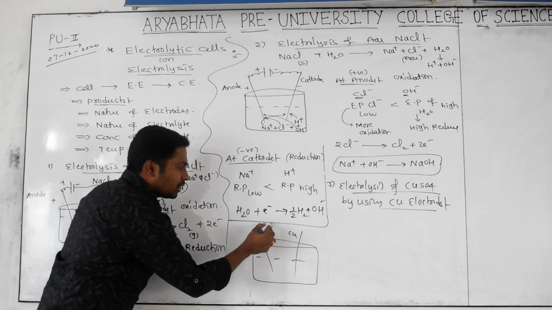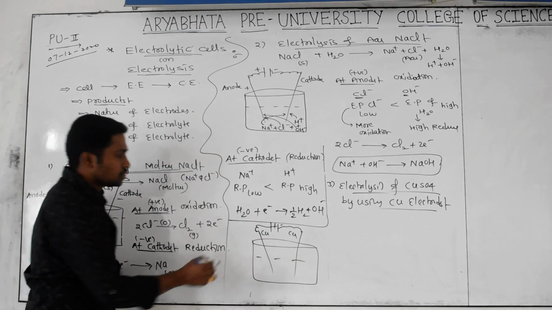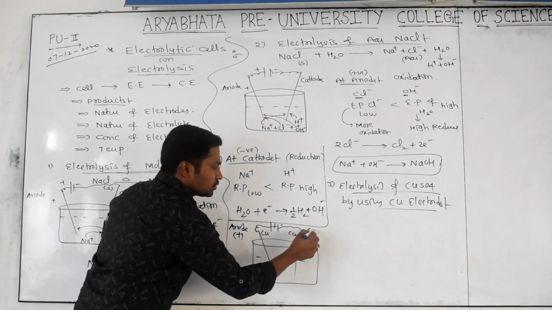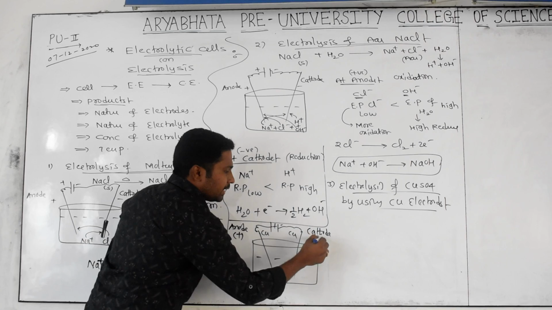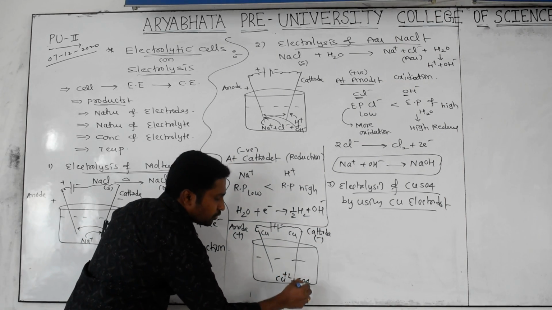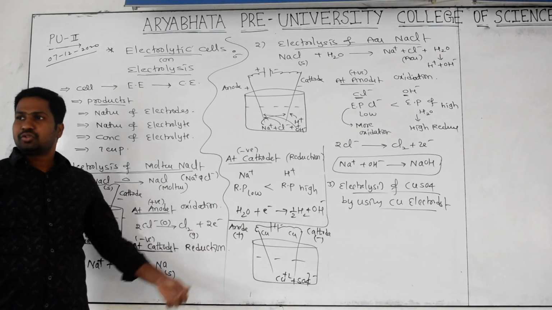One is connected to the positive terminal of the battery, another one to the negative terminal. This is called the anode, and you know very well it is the positive charge. This is called the cathode, the negative charge. Already here what is there? Cu2+ and SO4 2- are there. Now you are sending current through copper wires.